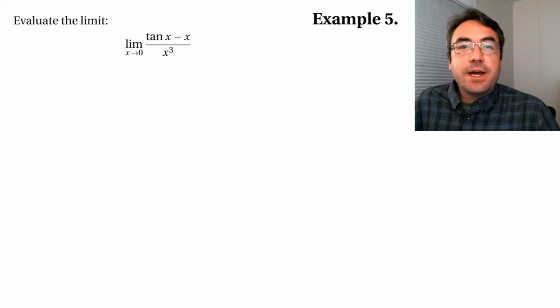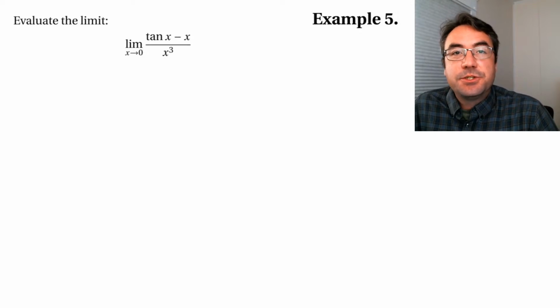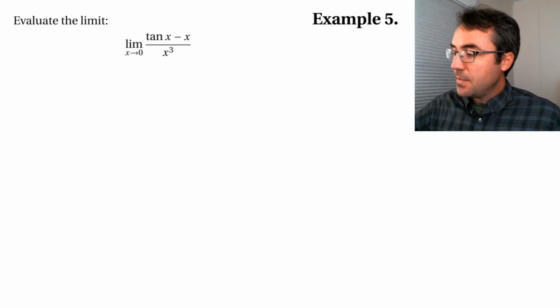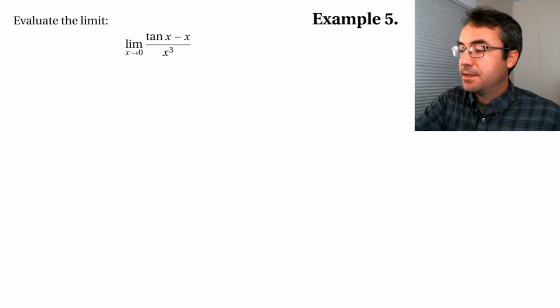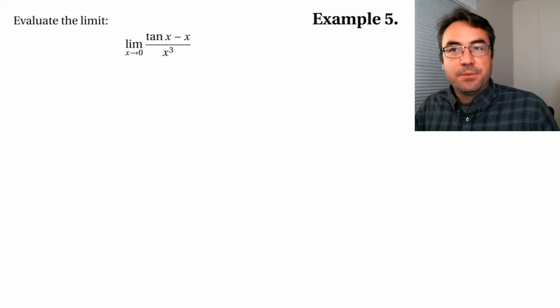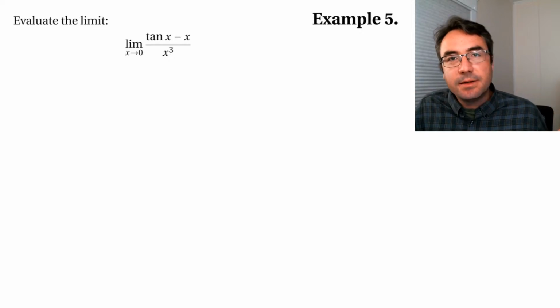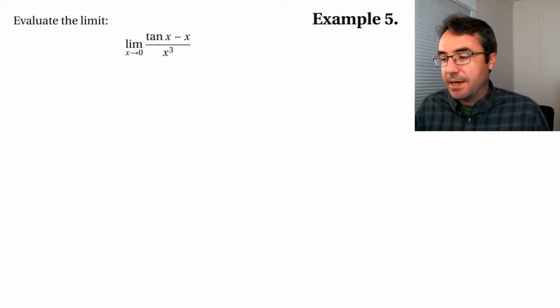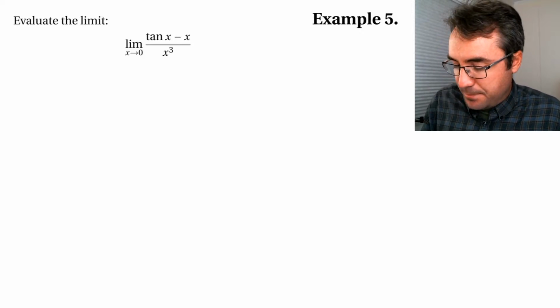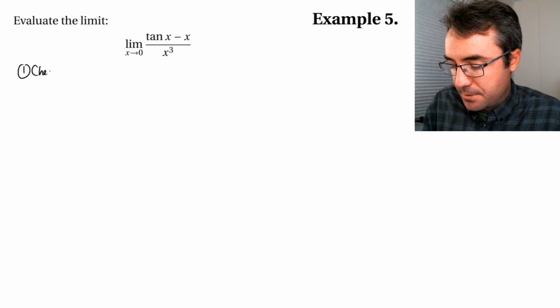All right, let's try another one. So let's do the limit of tangent x minus x over x cubed as x goes to 0. And first step, we're presented with a limit. We have no idea what's happening, so just try plugging in x equals 0 and see what you get. So that's the first step. First step is to check.